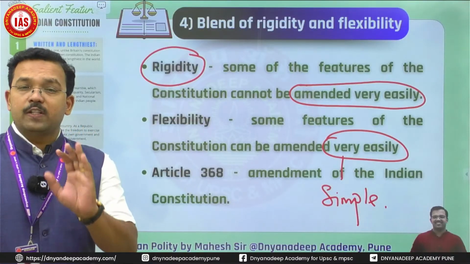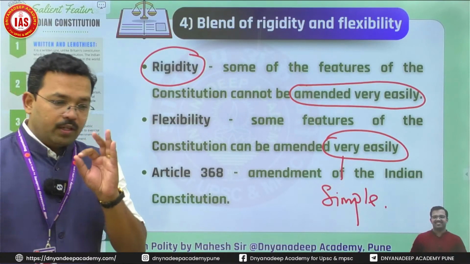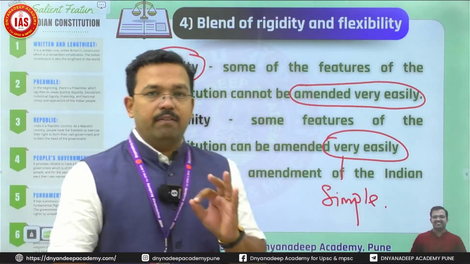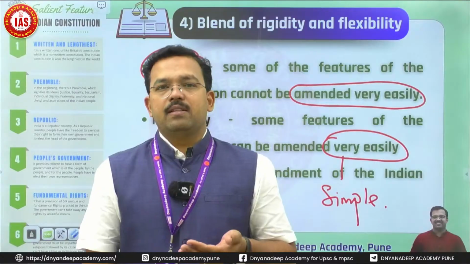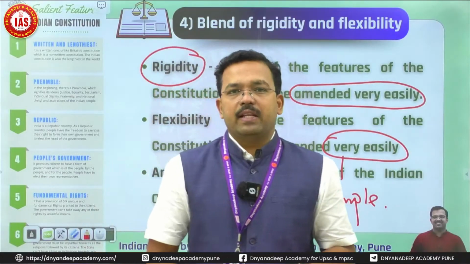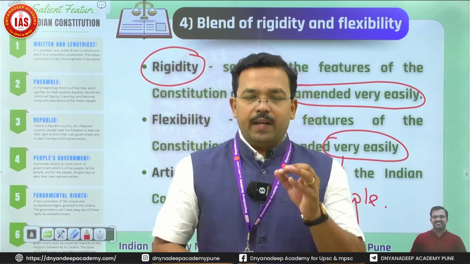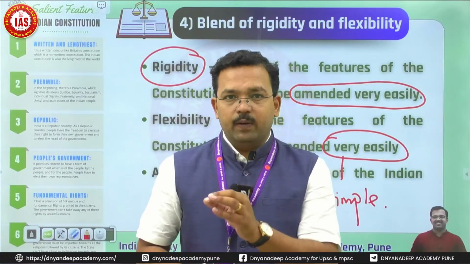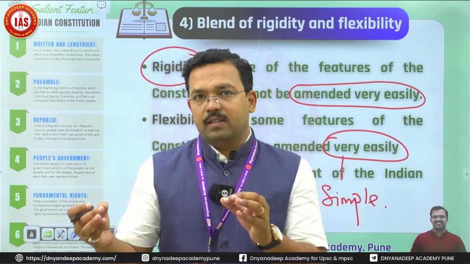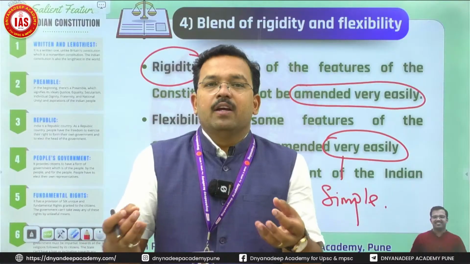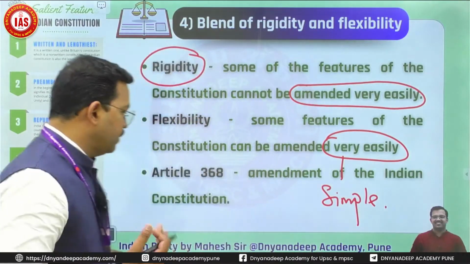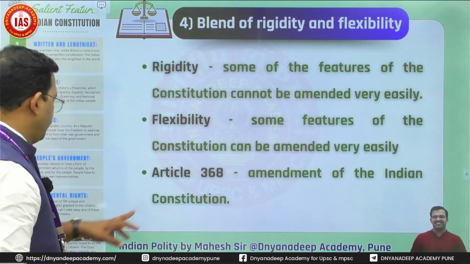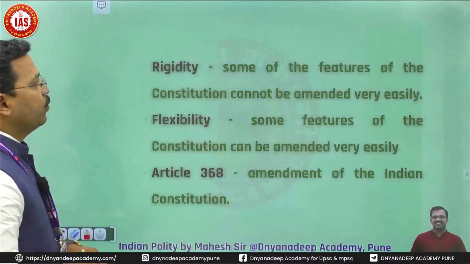The American Constitution is very rigid. You cannot bring changes frequently and very easily in the American Constitution, whereas the British Constitution is very flexible. Every decision, rule, regulation, act, judicial decision accepted by the British Parliament is part of the British Constitution. So the British Constitution is one of the most flexible constitutions in the world.